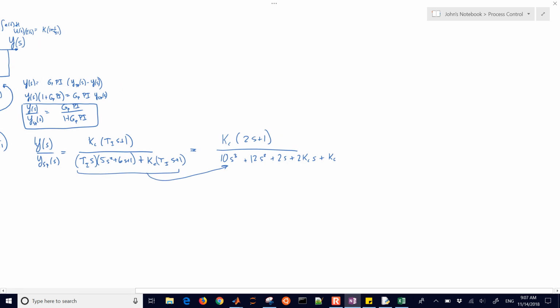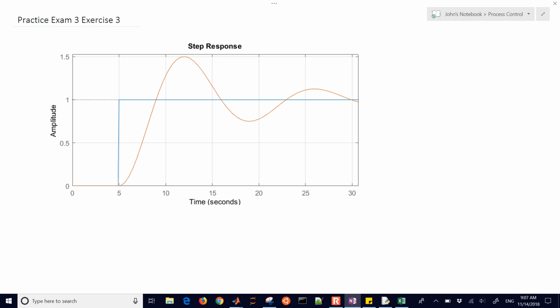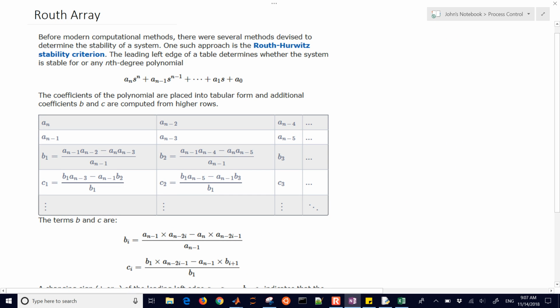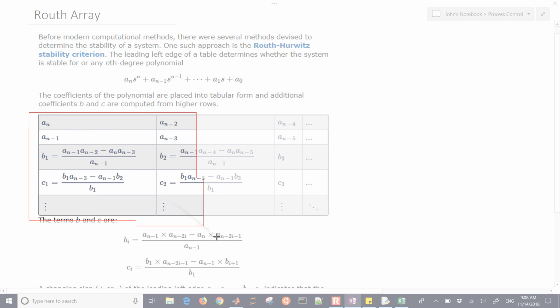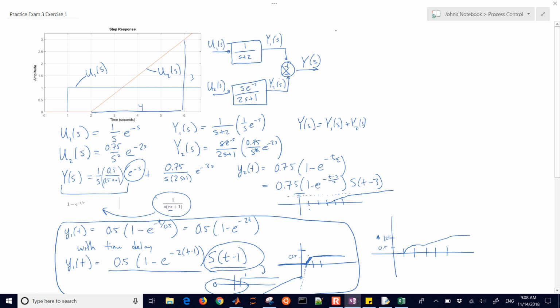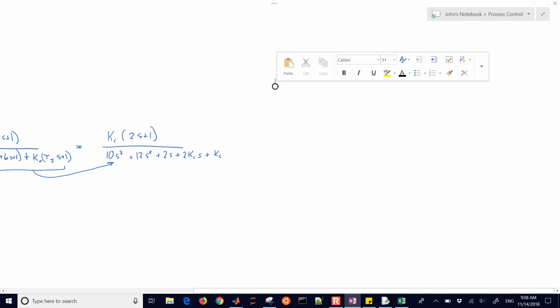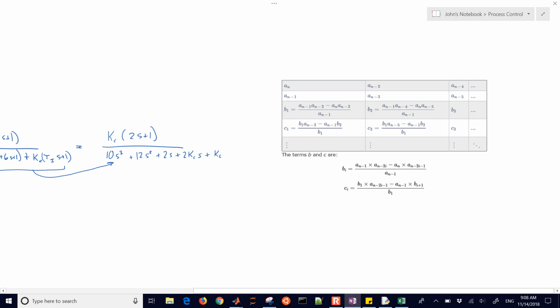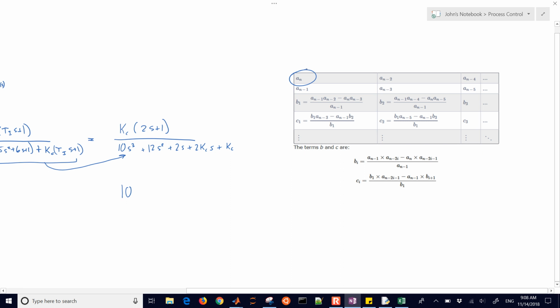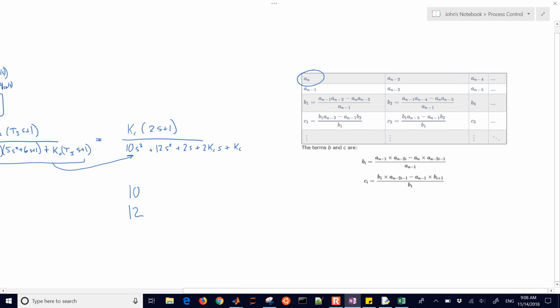So let's go ahead and let's come up. Let's see, here is the Routh array method. Right here we take this polynomial and then we look at the leading left edge here and make sure all of those are positive. So I'm just going to grab this and we'll do the analysis over here on the other page. Okay, so there's our polynomial, and we just need to fit it into this form. And so I'm just going to take a_n is going to be equal to 10. That's my very first one right here. And then 12 is going to be the one that goes right underneath it.